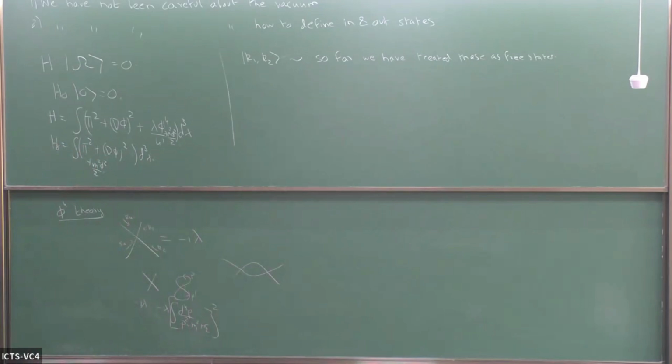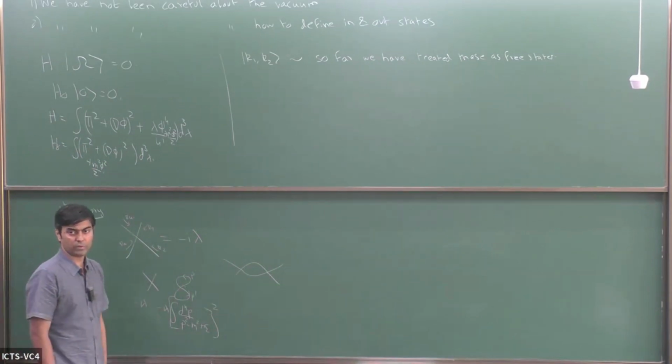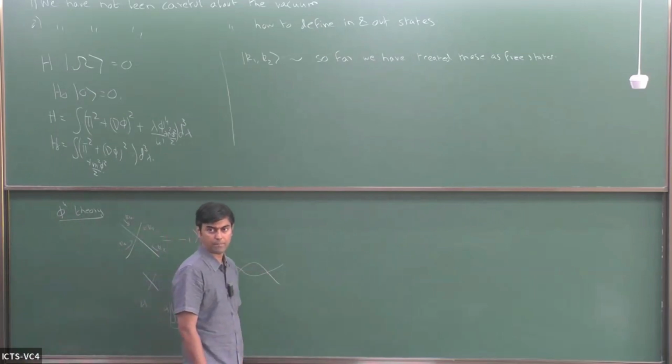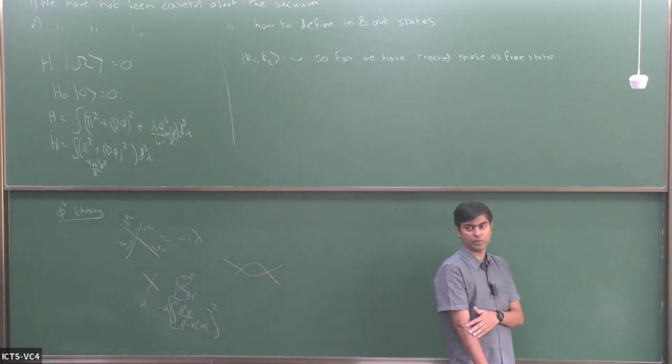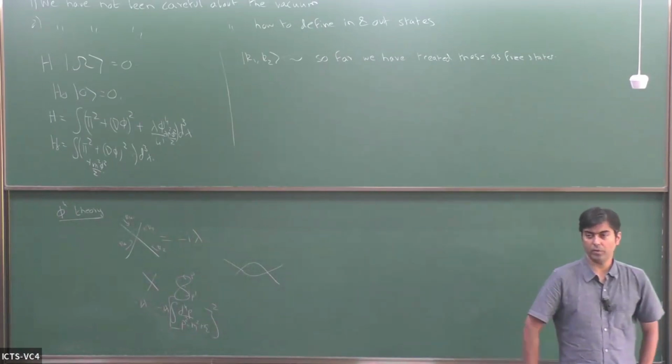So that's the first thing I want to say. Is this point clear, that there's something we've not been careful about that we do need to be careful about? At tree level, generally, it's okay to be sloppy about this, but it's not okay to be sloppy about this beyond tree level.